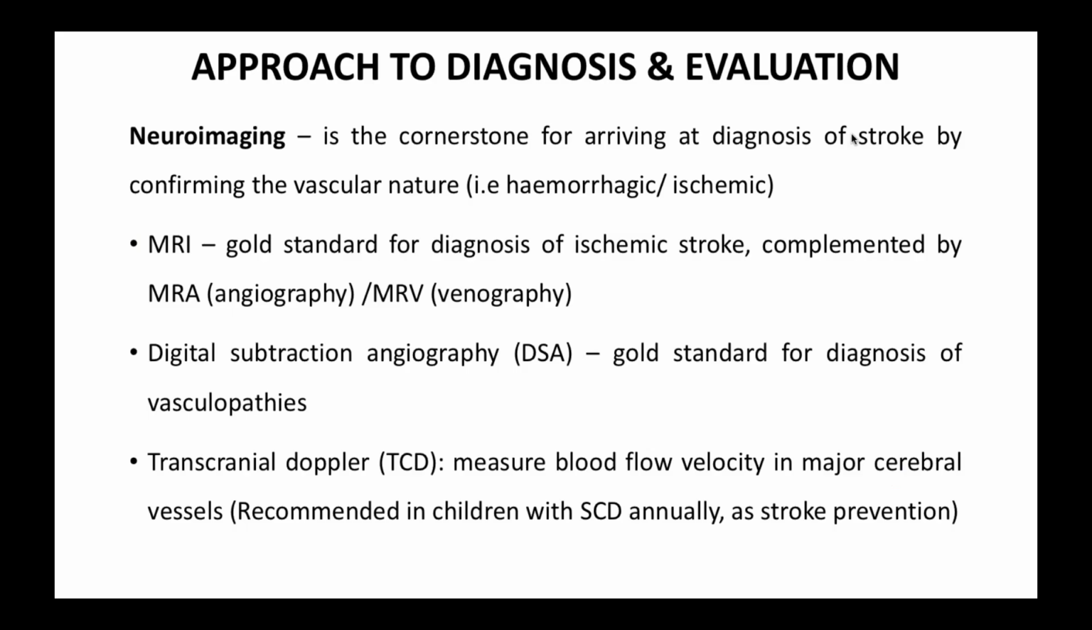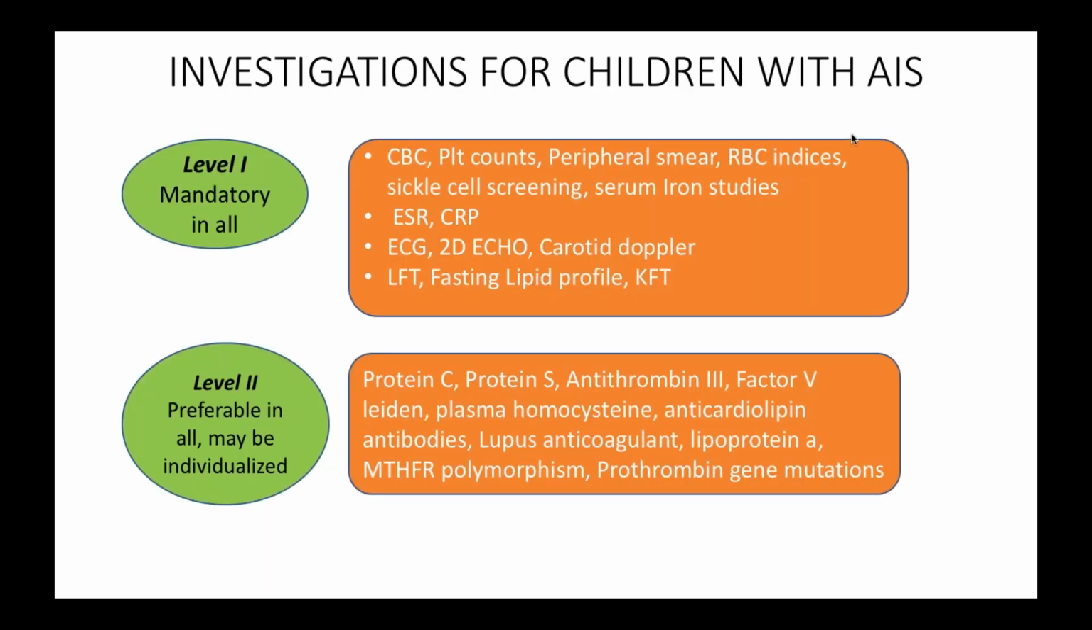So any child coming, first we have to do a neuroimaging. It is preferably MRI. However, if it is not available, then CT has to be done. It can tell you at least about the hemorrhagic or ischemic stroke. Ischemic stroke is usually missed on CT. However, hemorrhagic stroke will be easily identified. So you will have at least some idea whether it is a hemorrhagic stroke or not. And MRI has to be complemented by the MRA or the MRV, depending upon the etiology or whatever clinical suspicion you have. So that was the first thing which has to be done.